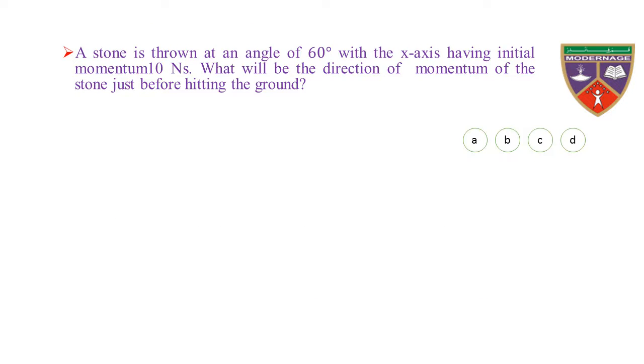A stone is thrown at an angle of 60 degree with the x-axis having initial momentum 10 Newton seconds. What will be the direction of momentum of the stone just before hitting the ground? Option A, 60 degree. Option B, 120 degree. Option C, 270 degree. Option D, 300 degree. The key is 300 degree. Therefore, the correct option is D.